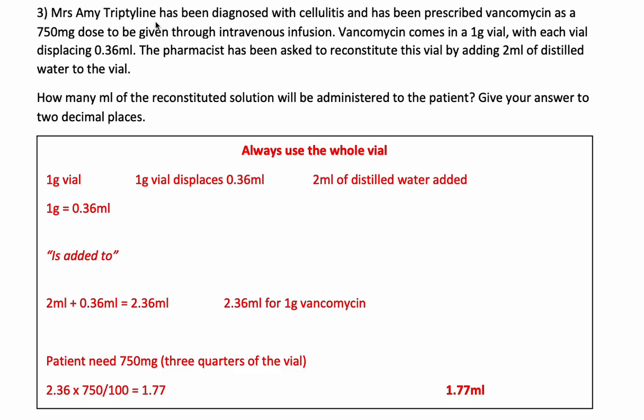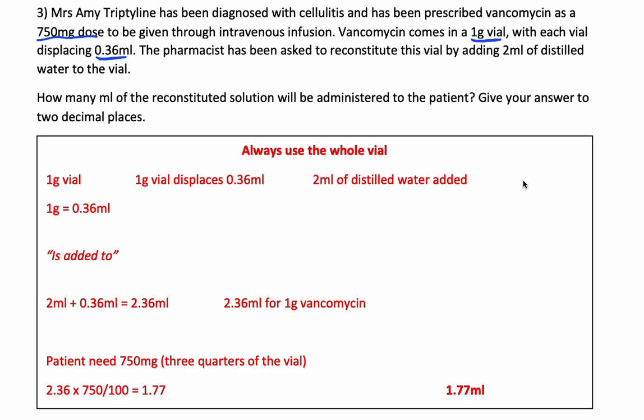So, Mrs. Amy Triptylin, and yes, that's a real name, has been diagnosed with cellulitis, prescribed vancomycin as a 750 milligram dose. Okay, so we know we need to give Mrs. Triptylin 750 milligrams, but the vial only comes in a 1 gram dose, with each vial displacing 0.36 milliliters.